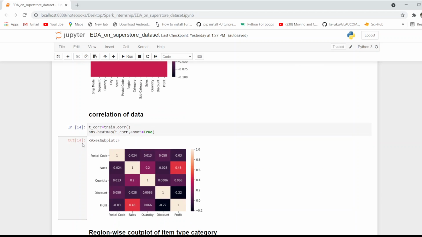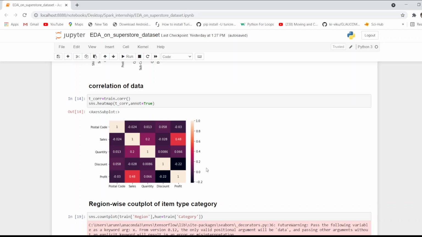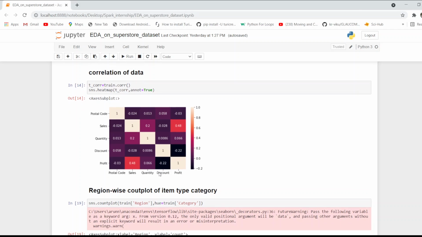Then I have found the correlation in the columns of the data frame. You can see, if it's total black, then it's not correlated, or not that much correlated, and if it's white, then it's 100% correlation. You can see, except from itself, only the sales and the profit columns have significant correlation with each other. The others are not that much correlated.